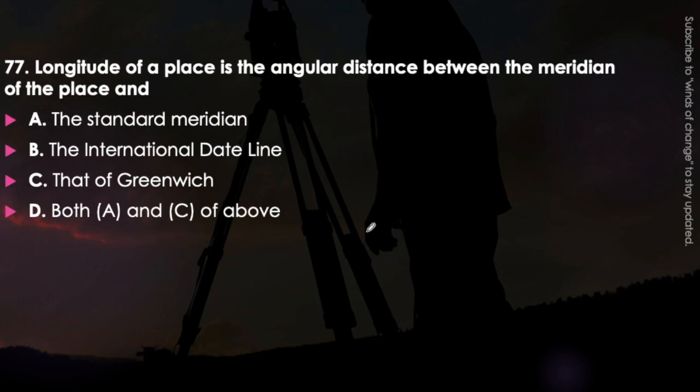Next question. Longitude of a place is the angular distance between the meridian of the place and the standard meridian, the international date line, that of the Greenwich, or both A and C of the above. Just think about it.